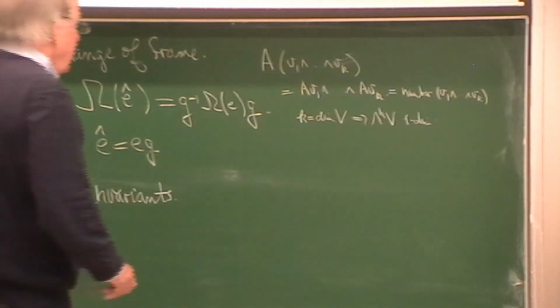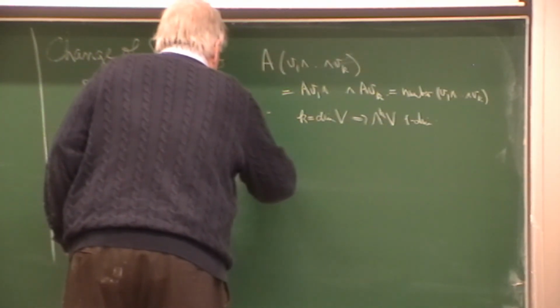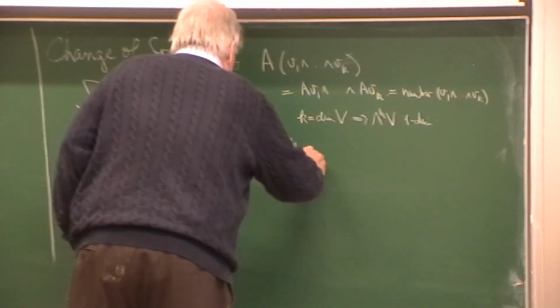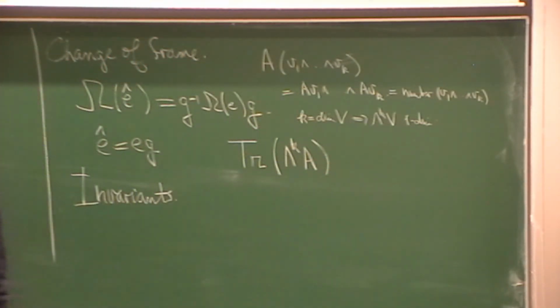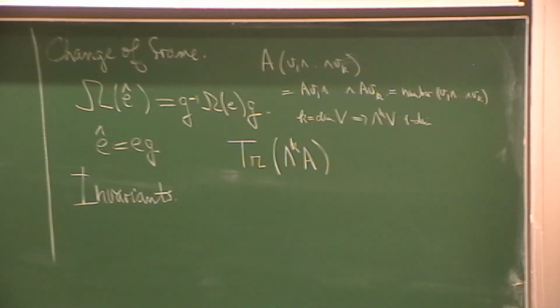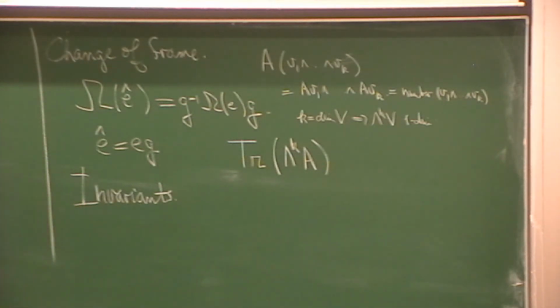So the invariants, please you physics people listen to me, are these. If you have an operator on a vector space, you have the operator on all wedge products, and you have the trace of all of those wedge operators.